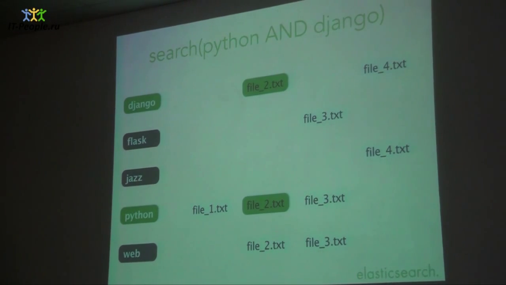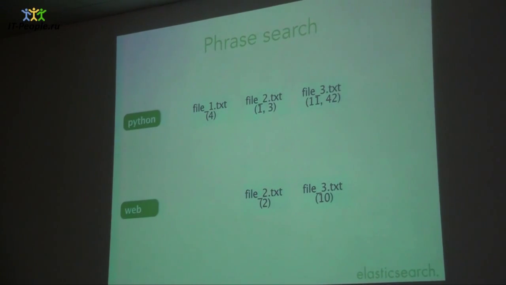And now we'll start with actually enhancing this data structure, this inverted index, to give us more information, more insight, and more functionality. So the first thing that we'll do is for each of the files that contain the word Python or web, we add the information in which position does this word occur. So we can see that with file 1, Python is the 4th word. In file 2 it's the 1st and 3rd, and so on and so forth. The web is here the 2nd word, and here is the 10th word.